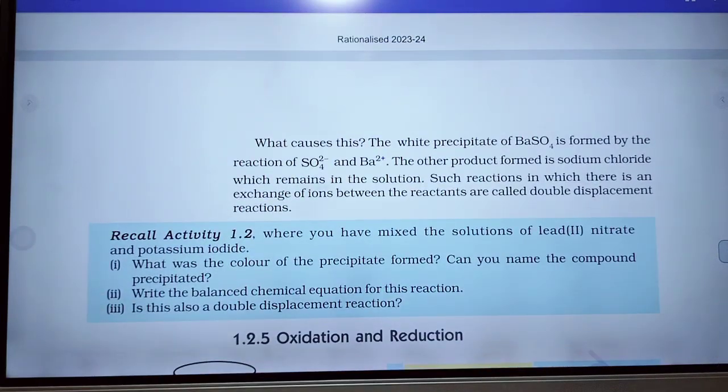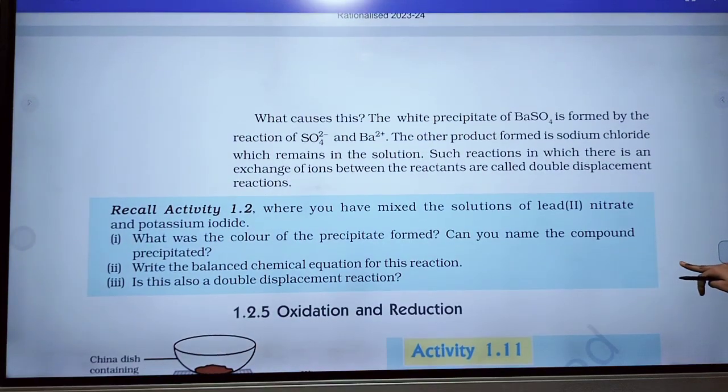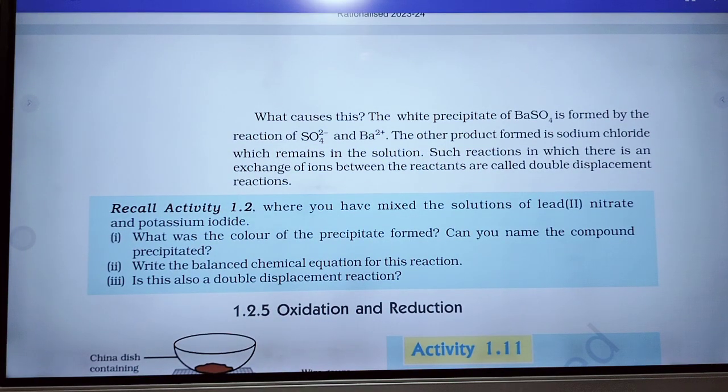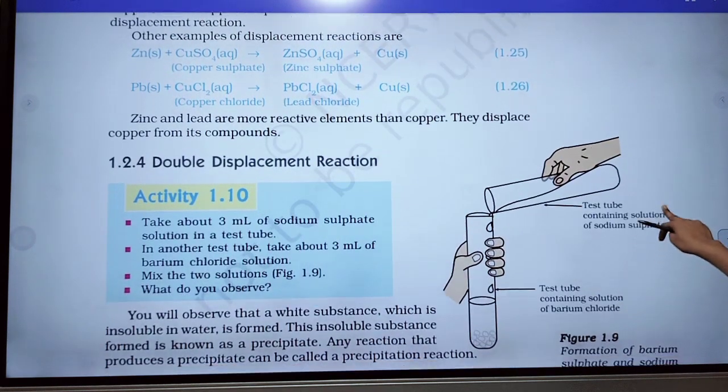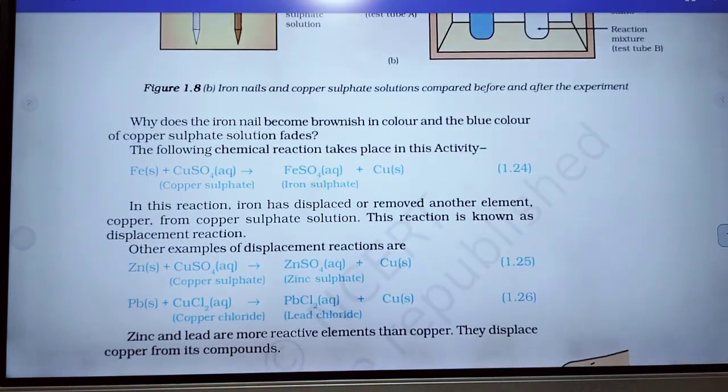Such reactions are called oxidation reactions. So this is a new topic, that is oxidation reaction. We have to read about the double displacement reaction. Here is given the definition of double displacement: exchange of ions between the reactants is called double displacement reaction. Okay, let's see this one.